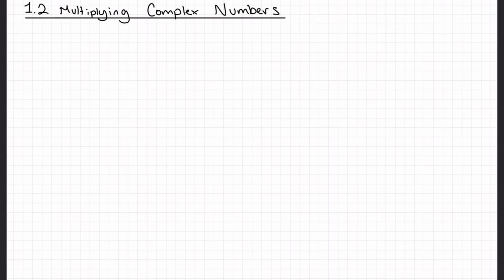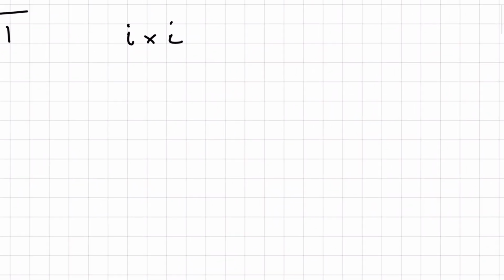Okay, multiplying complex numbers. So when we look at the imaginary number, i equals the square root of -1. Naturally, i times i would get us the square root of -1 times the root of -1, and that equals -1. So, in other words, i squared equals -1. And that's what we're looking at here.